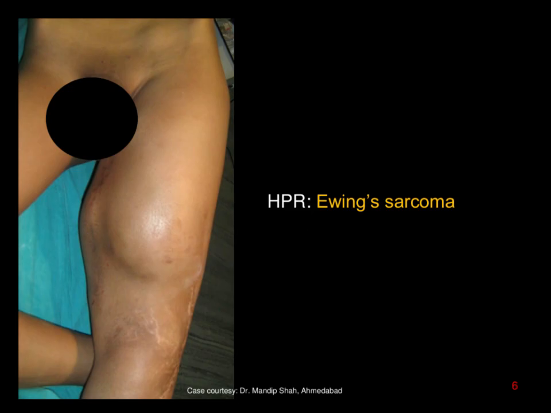Based on that, the surgeon went ahead and did a thorough debridement. And the final histopath report was Ewing sarcoma, and that is his condition now. He's got a huge swelling in the thigh. Along with that, he has got extensive metastasis. This patient succumbed to this disease in a matter of months.